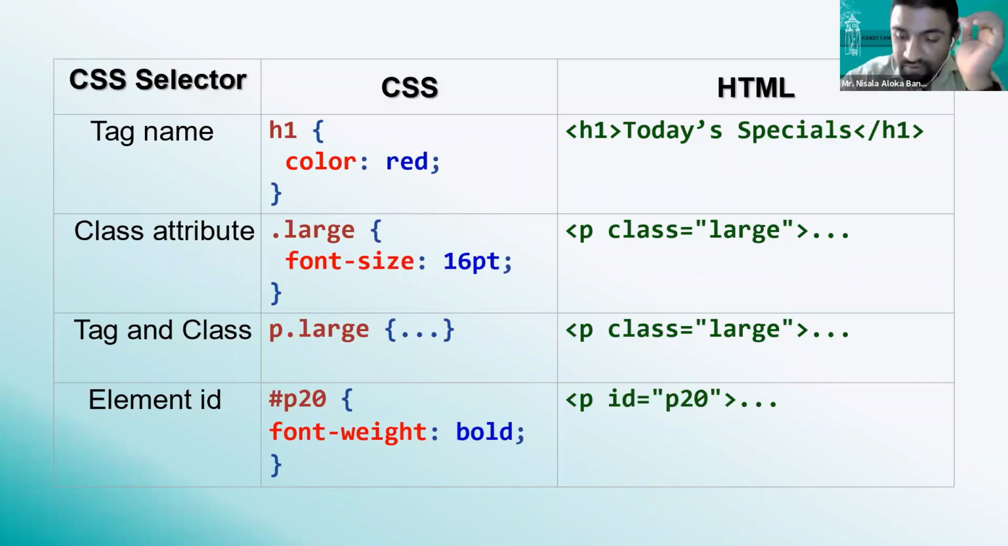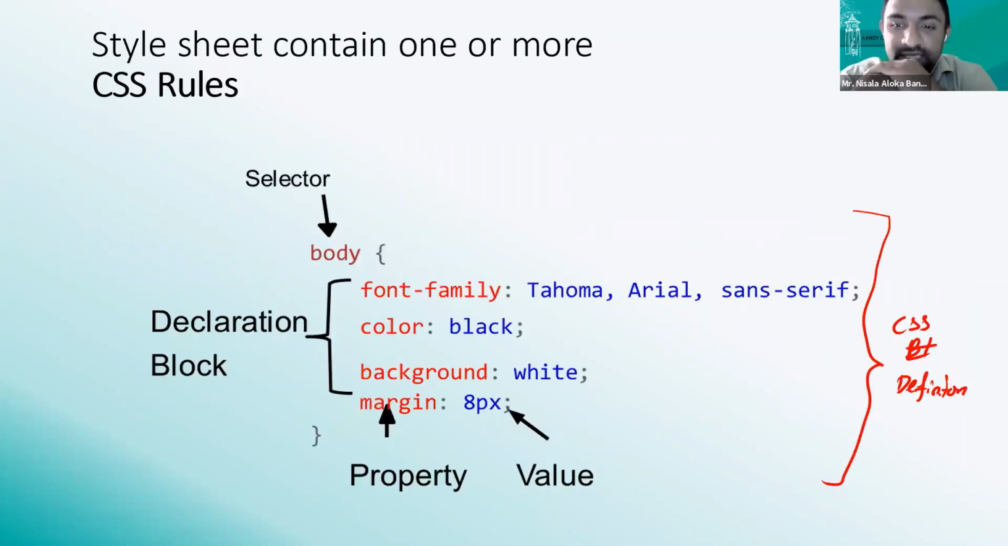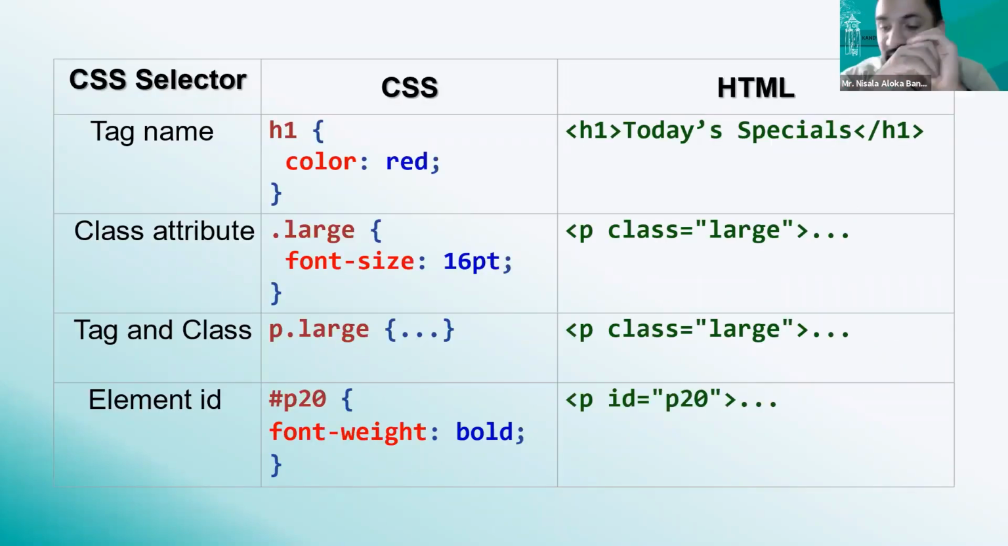So we know this is how we formulate a CSS block inside a CSS file, and these are the different types of CSS selectors. We have the element selector or the tag selector, the class selector, the tag and class selector, and the element ID selector.